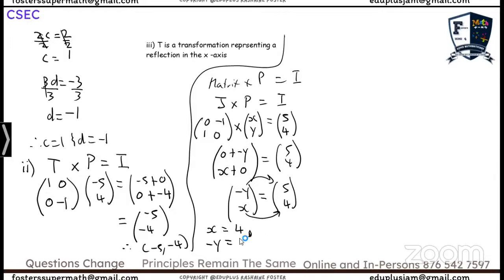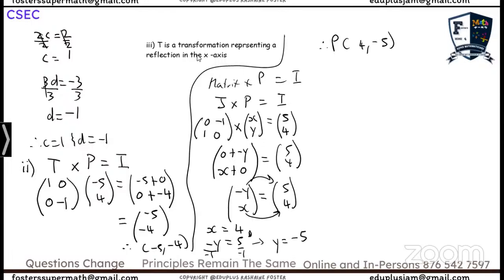And what else do I know? I know negative y is equal to 5. You cannot have a negative y, so we divide both sides by negative 1. y equals negative 5. So therefore, what are the coordinates of P? x is 4, y is negative 5. So x is 4, y is negative 5. And when we multiply that, that's how we're going to end up with an image of (5, 4).